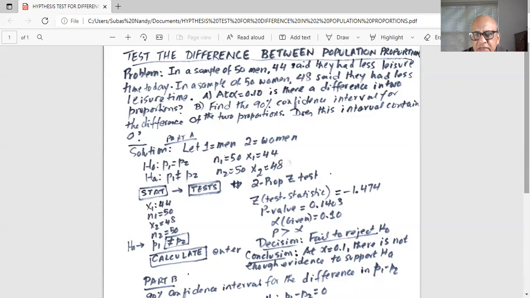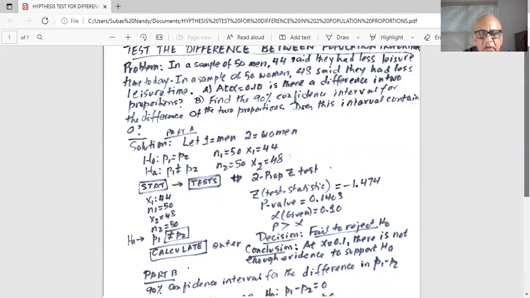That's my alternate. And then we bring the cursor to Calculate and press enter. So the test statistic that comes up in the next screen is minus 1.474. P-value is 0.1403. So alpha given in the problem is 0.1. So P is greater than alpha. So what is the decision? Fail to reject H0. So at alpha equal to 0.1, there is not enough evidence to support HA.